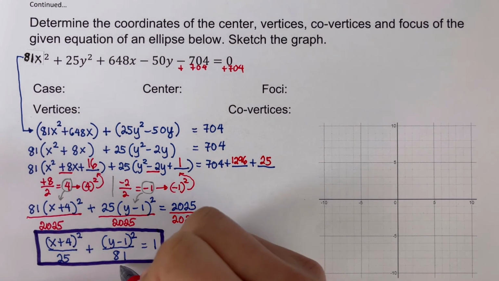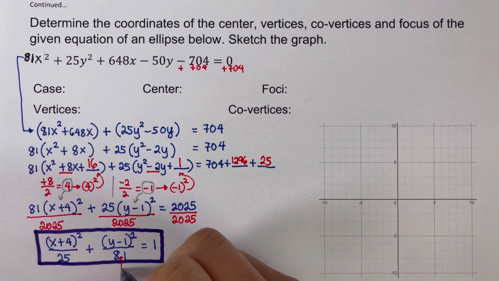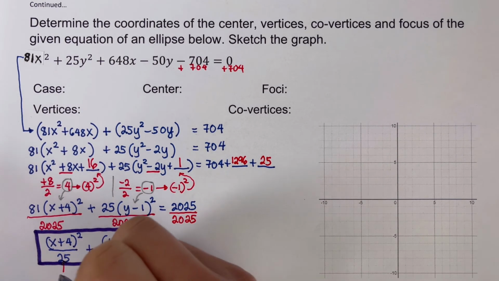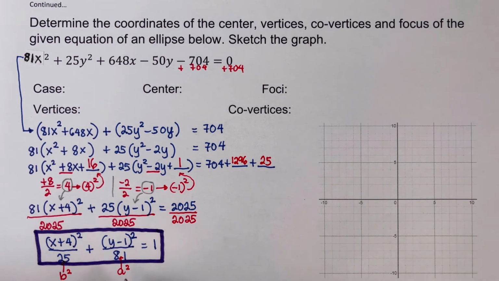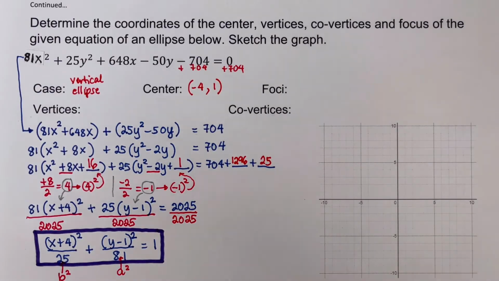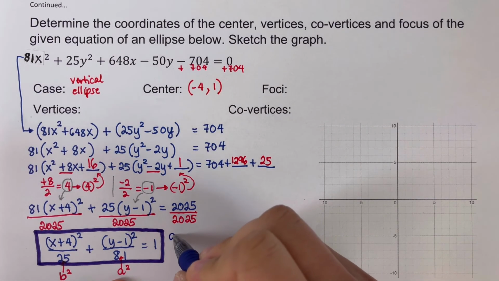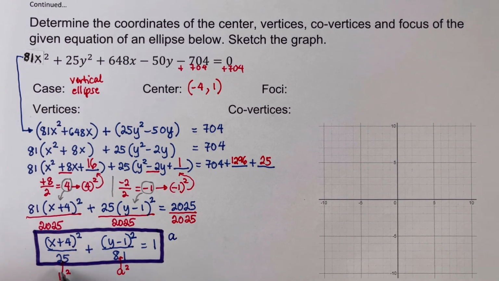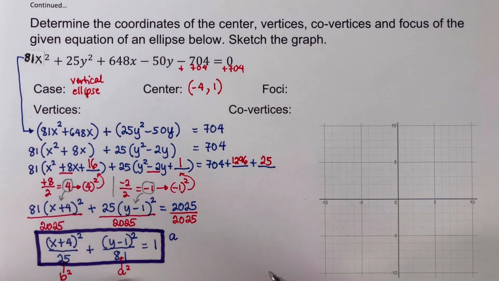So looking at this, we can go ahead and say that this represents as our a squared and the 25 represents as our b squared. Now notice that our a squared is under the y. So this is an example of a vertical ellipse with center at -4, +1. I'm going to go ahead and write that up here. Okay, this tells us that since our a squared is 81 and our b squared is 25, we can go ahead and say that our a then is ±9 and our b is ±5. So I'm going to go ahead and write that up here.